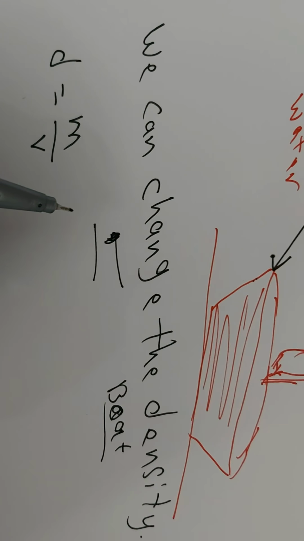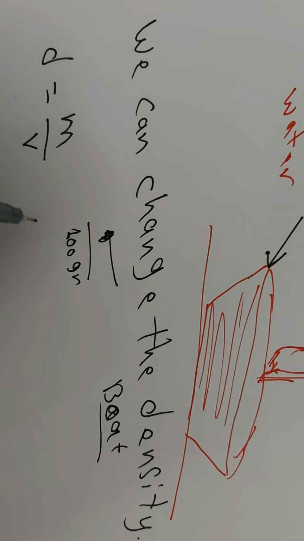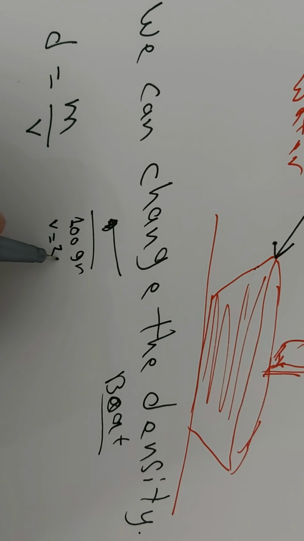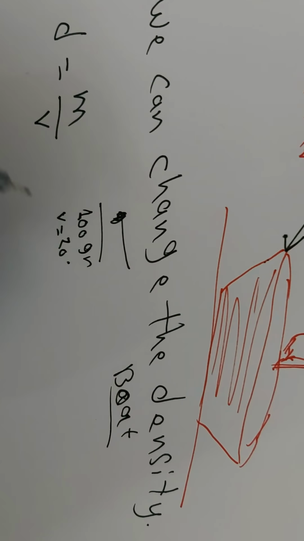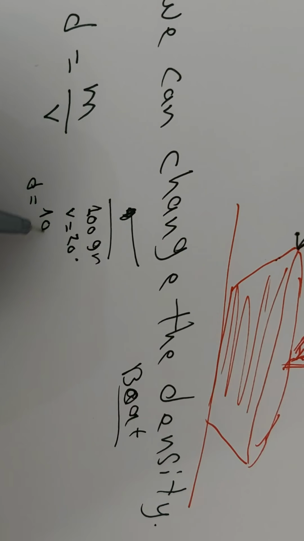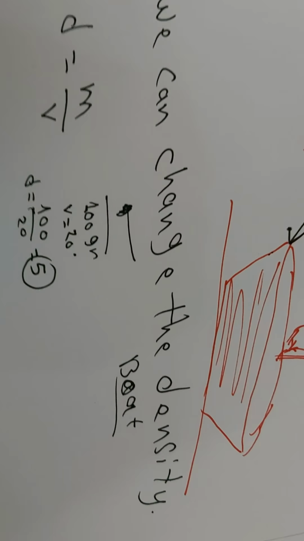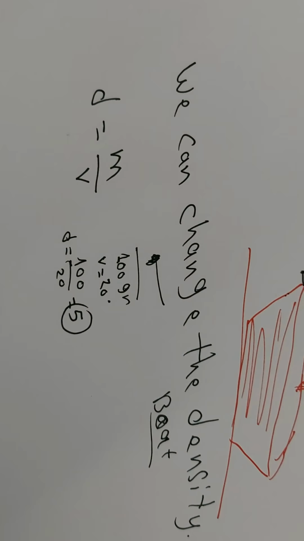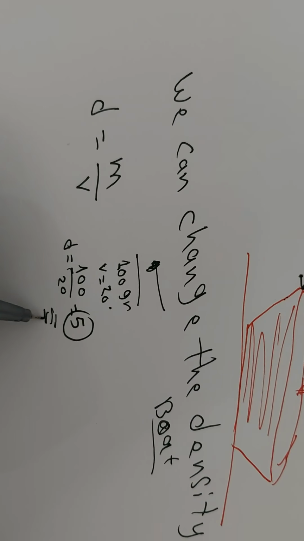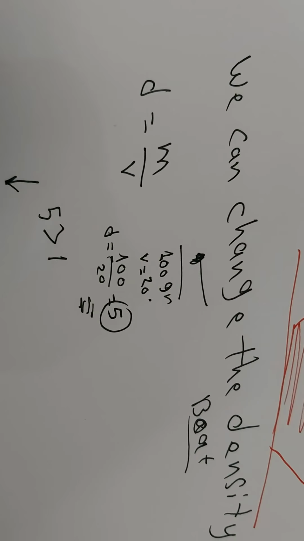The mass of the nail is, for example, 100 grams and the volume is, for example, 20. Okay? Now, density equals the mass, 100, divided by the volume. It equals 5. Okay? And the density of water is 1. So the density of the nail is greater than the density of water, so it sinks.